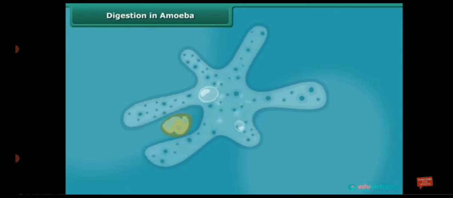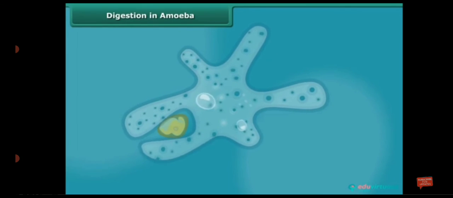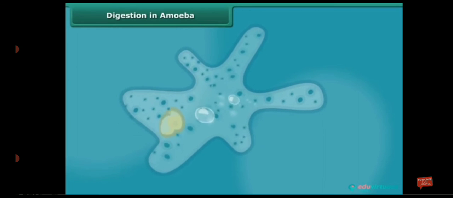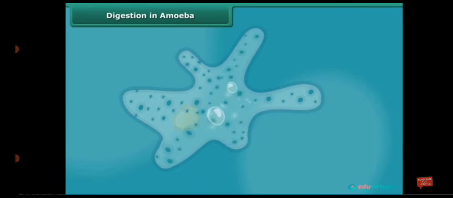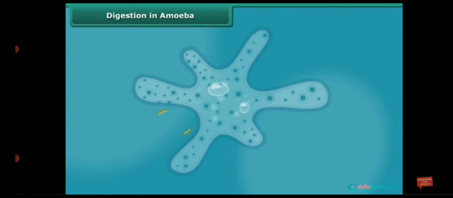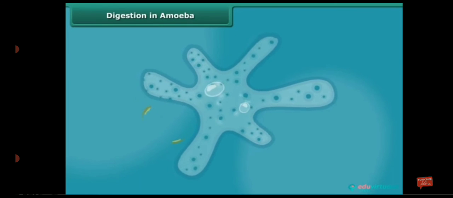Some microscopic organisms serve as its food. The food becomes trapped in a food vacuole, and the digestive juices act on the food to break it down into simpler substances. Finally, the undigested food is expelled outside by the vacuole. By this you can say all animals have the same basic process of digestion.